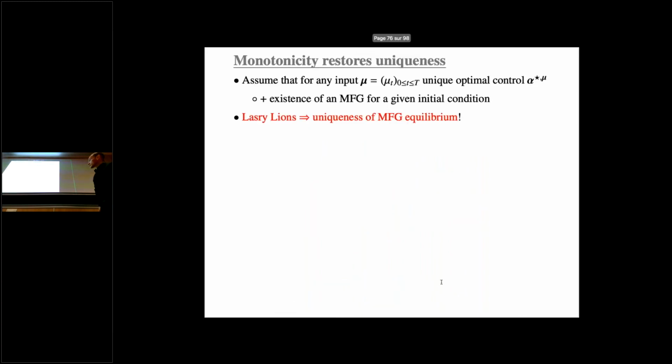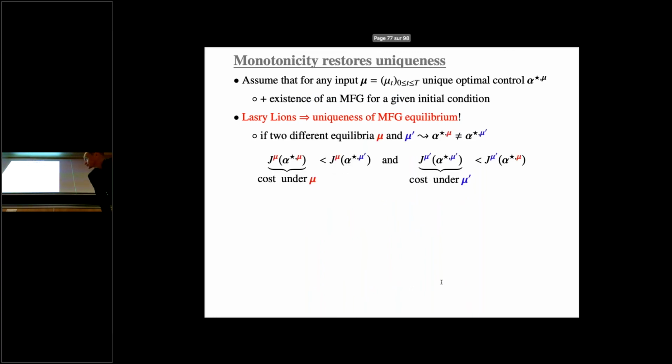So I'm going to prove to you that you get uniqueness under this monotonicity condition. To do that, I'm going to assume that when mu is fixed, so the input, the candidate for being an equilibrium is fixed, there is one unique optimizer. So for any, not minimizer, not equilibrium, minimizer. It means that for any state of the environment, there is a unique optimal control, which is exactly the notation that you have here, alpha star mu.